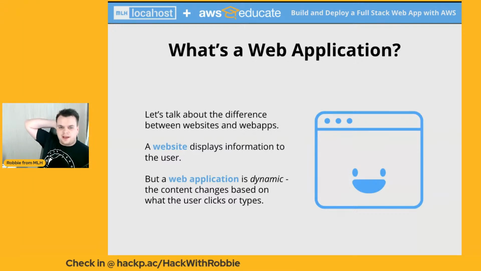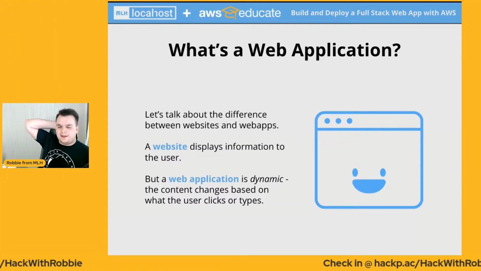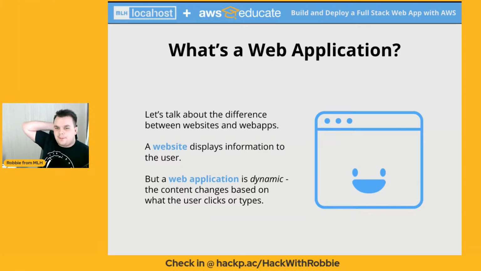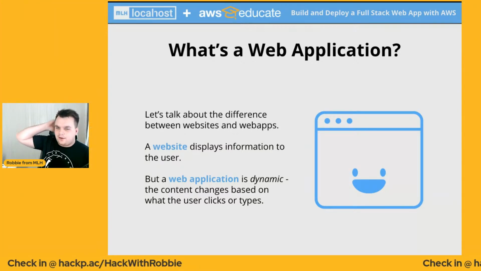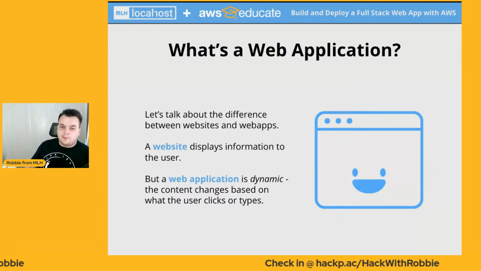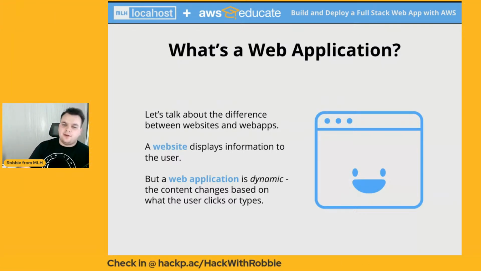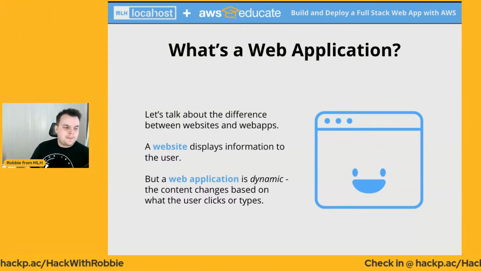If you go to the Google homepage, and you type something in, that's a web app as opposed to a website. If you're on Facebook or Reddit, that's a web app because it's all very dynamic. If you're on Amazon and you're buying something, making a purchase online, that's dynamic web behavior. It's a web application as opposed to just a website.